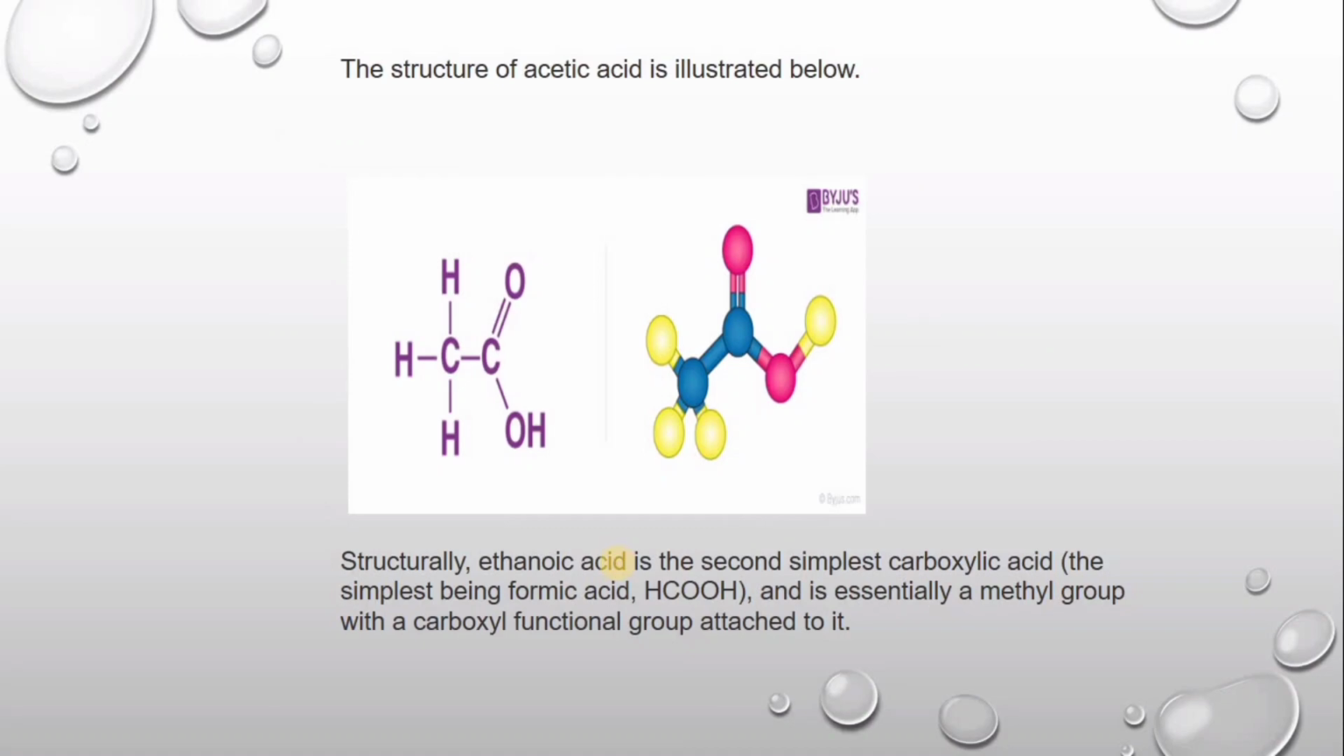This is the general structure of acetic acid. Ethanoic acid is the second simplest carboxylic acid, the simplest being formic acid, HCOOH, and it is essentially a methyl group with a carboxyl functional group attached to it. This is the carboxyl functional group, and a methyl group is attached. This is the methyl group which is attached to a carboxyl functional group. So this is the structure of acetic acid.